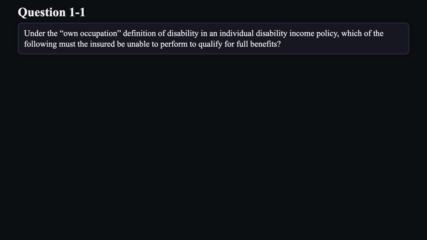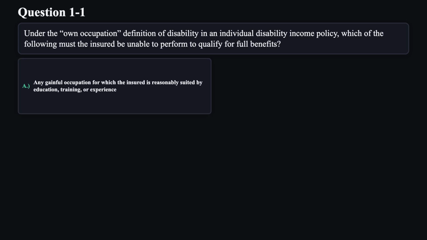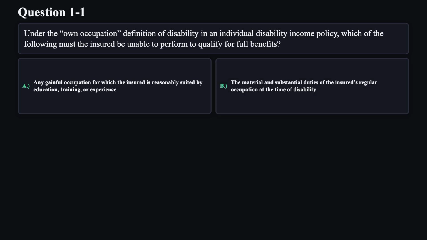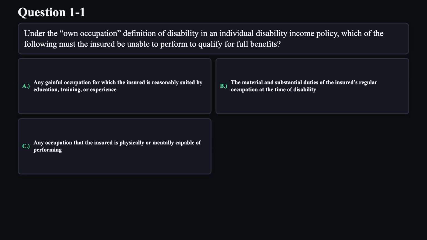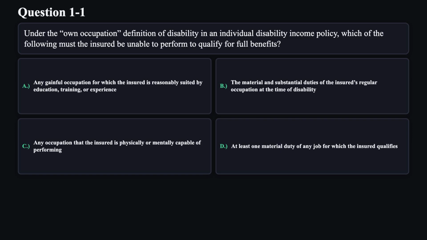Under the own occupation definition of disability in an individual disability income policy, which of the following must the insured be unable to perform to qualify for full benefits? A. Any gainful occupation for which the insured is reasonably suited by education, training, or experience. B. The material and substantial duties of the insured's regular occupation at the time of disability. C. Any occupation that the insured is physically or mentally capable of performing. D. At least one material duty of any job for which the insured qualifies.